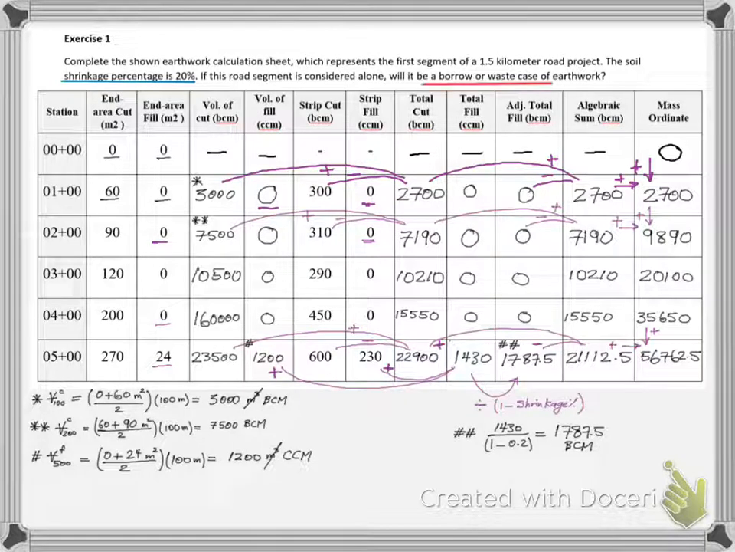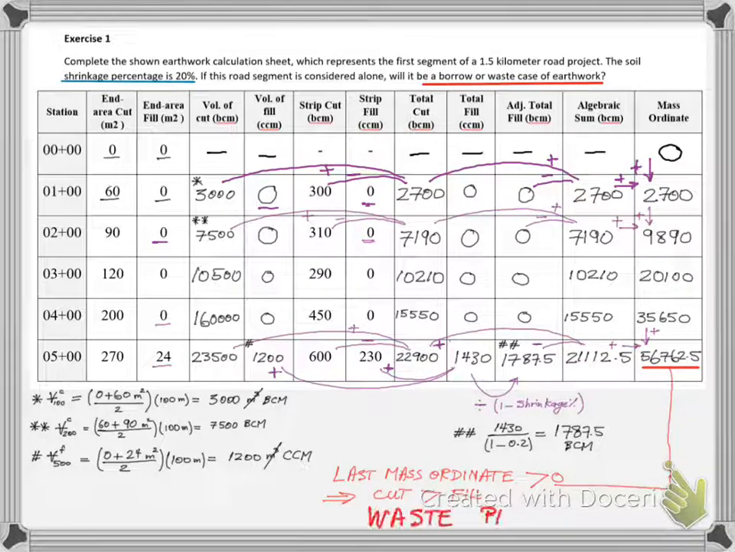We can see that the last mass ordinate is positive. That means the project has more soil cutting than filling, because we add the cutting volumes and deduct the filling volumes. So we conclude that this project will have some extra soil that will be wasted, not recycled.